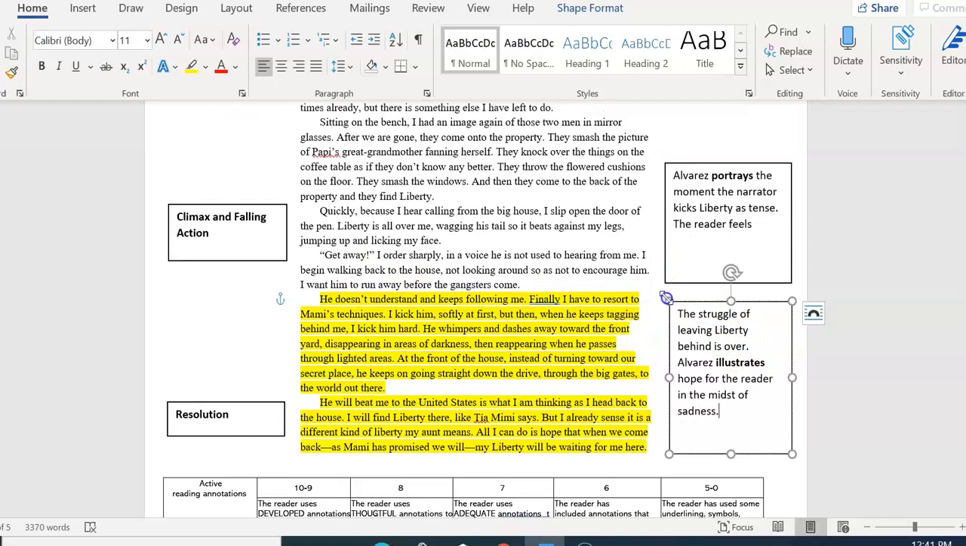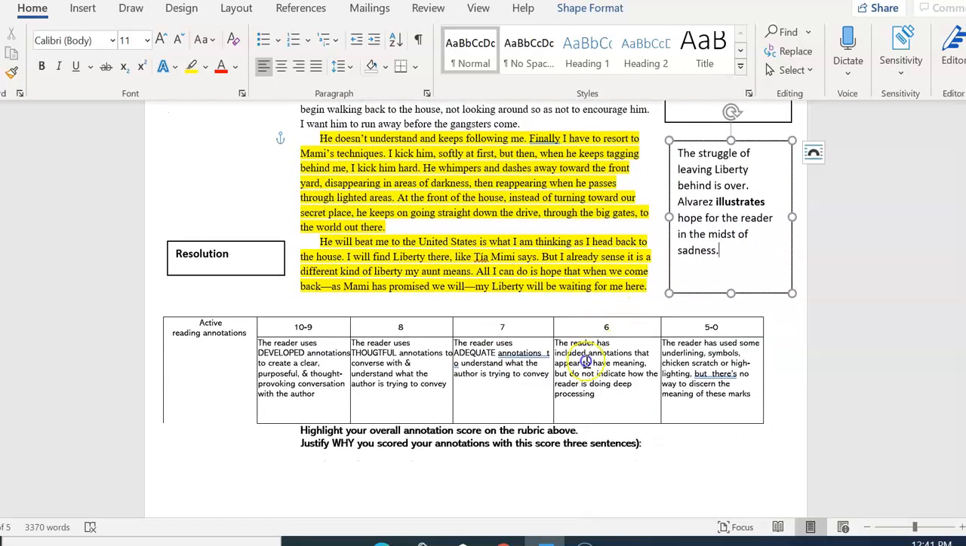So after you've taken notes on those as models, we have this annotation rubric. Basically the way it works is we can tell how well you're reading by your annotation. A 10 or a 9, which is an A, you've used developed annotations to create a clear and purposeful and thought-provoking conversation with the author. I'm really seeing you think about the text and what the author's doing. You've labeled things correctly and clearly. An 8, which is a B, the reader uses thoughtful annotations to converse with and understand what the author's trying to convey. It's still really good, just maybe not quite as insightful, but still very good.